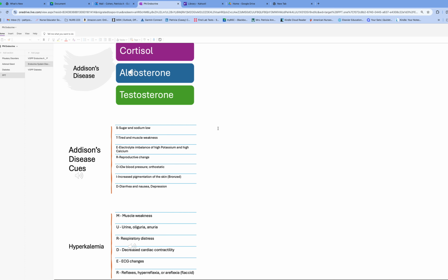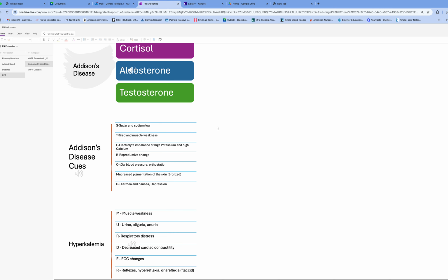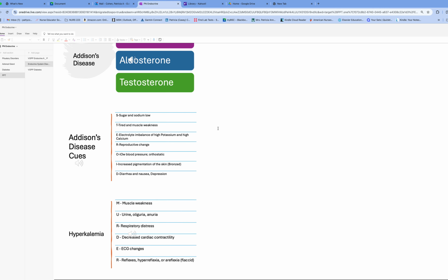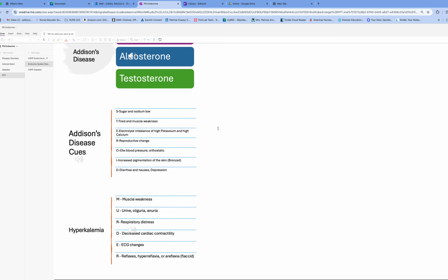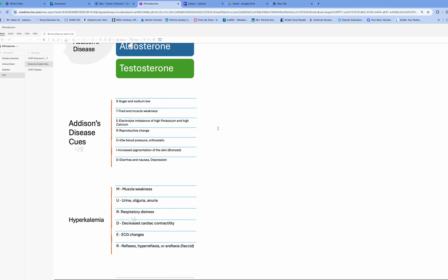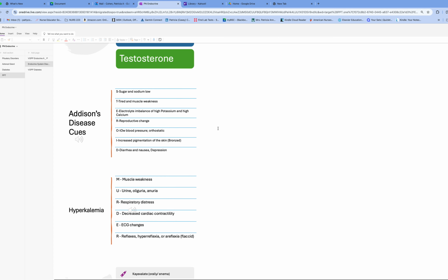Reproductive changes due to low testosterone, so they'll be amenorrheic. Low blood pressure, orthostatic. This is very drastic. So again, they're going to need fall precautions. They have tanned or bronze skin. They're going to have diarrhea and nausea and depression.